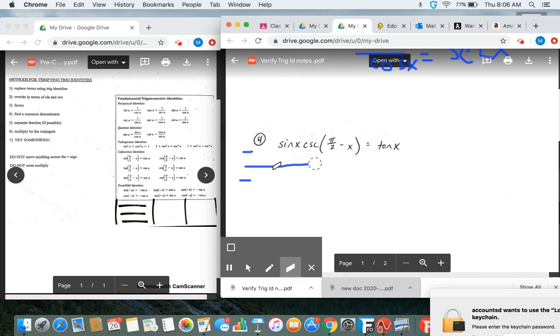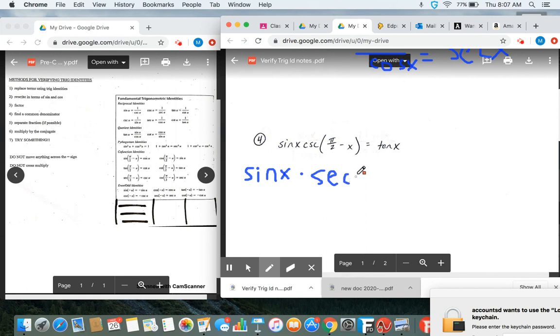Our next example here is pretty obvious which one of the identities we're going to use. As soon as you see these things, refer to the identity sheet and see how you would rewrite it. So I see cosecant times pi over 2 minus x. So we're going to go right to this one right here, and I'm going to replace this with secant x. Again, where did I get that? Just refer to the identity sheet.